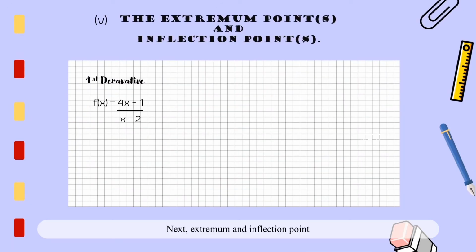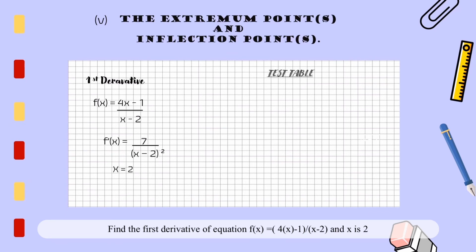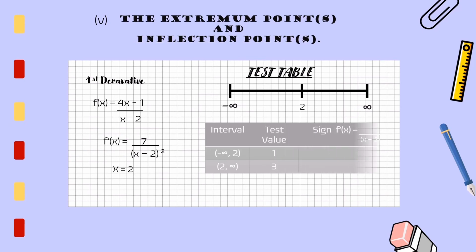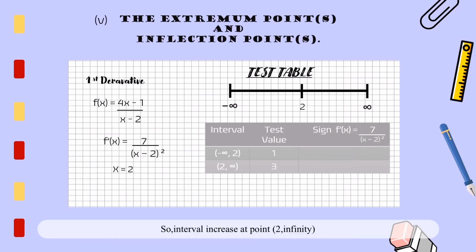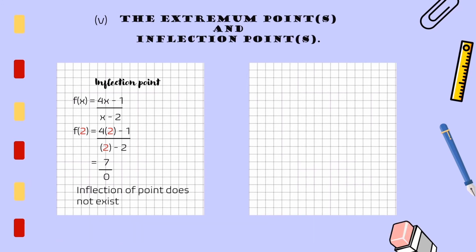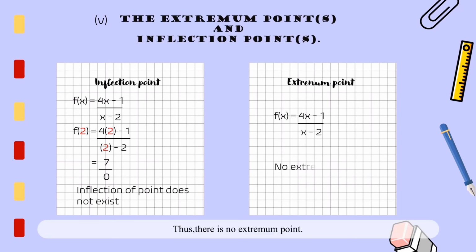Next, extremum and inflection points. Find the first derivative of the equation f(x), which gives (x minus 1) over (x minus 2), and x is 2. So, the function increases on the interval (2, infinity) and decreases on (negative infinity, 2). For inflection points, we need to substitute 2 into the f(x) equation, and the inflection point does not exist. Thus, there is no extremum point.